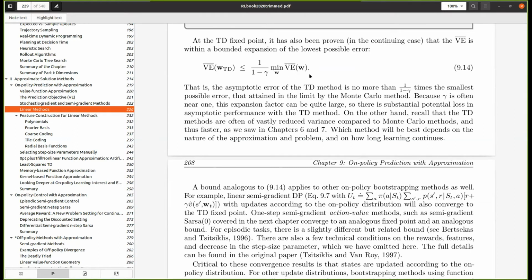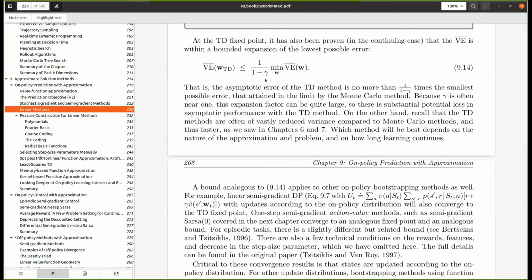So the Monte Carlo method is unbiased, and the minimal error we can get with a Monte Carlo method, multiplied by this value, which depends on gamma, the discounting factor, that will be the upper bound for the error to which TD(0) will converge.